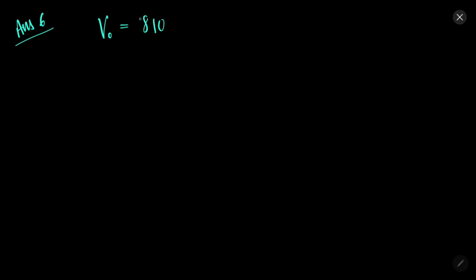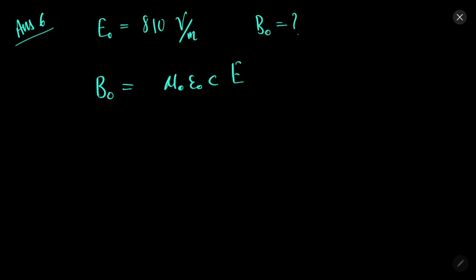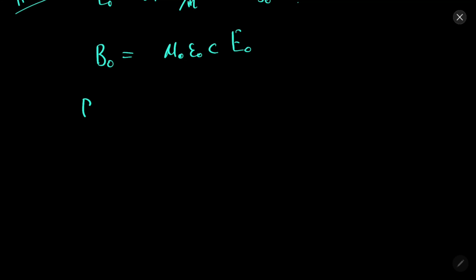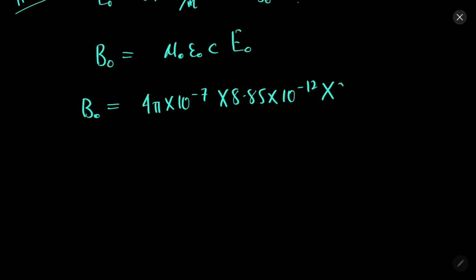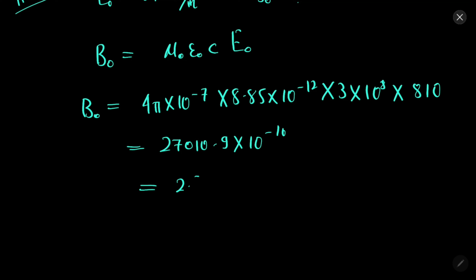E naught is 810 volt per meter and B naught is unknown. So we know that B naught is equal to mu naught epsilon naught C into E naught. So B naught will be 4 pi into 10 to the power minus 7 into 8.85 into 10 to the power minus 12 into 3 into 10 to the power 8 into 810. So it will give us 27010.9 into 10 to the power minus 10, or approximately 2.7 into 10 to the power minus 6 Tesla. So B naught will be approximately 2.7 micro Tesla.